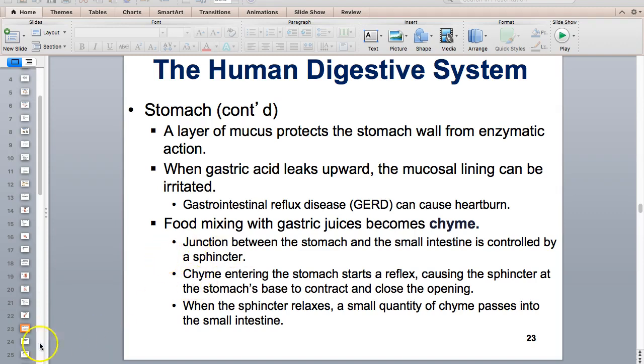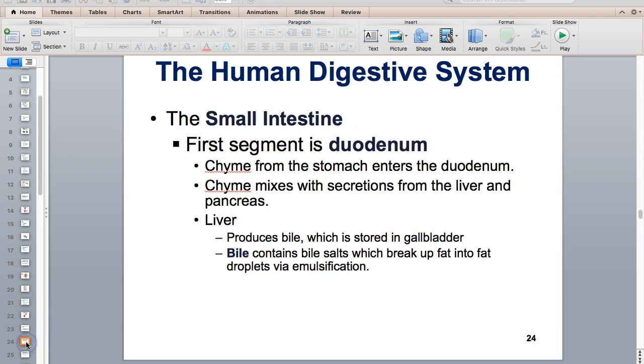So it has to be in the stomach for a little while to get more digestion to occur, to get the food in contact with the pepsin and the mucus and the hydrochloric acid. Now it's ready to move into the small intestine. So again, it doesn't move in there all at once. It has this sphincter that controls the release of food from the stomach into the small intestine.